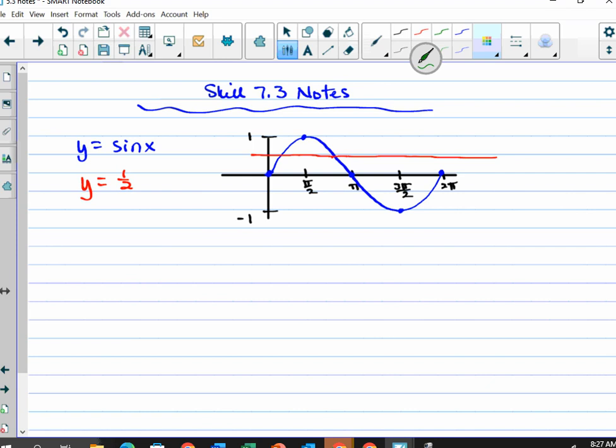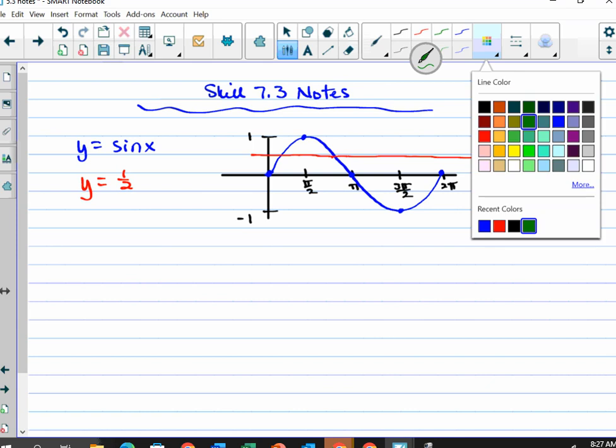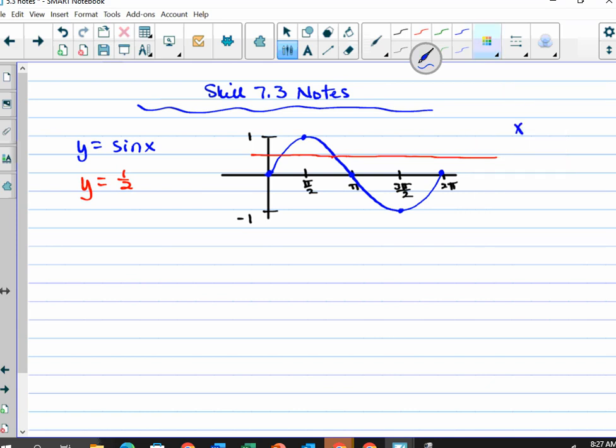So where does sine equal 1/2? Well, what do you think? Is it pi over 4 and 3 pi over 4? No. How about pi over 6 and 5 pi over 6? You were in the right 2 quadrants. That's good. That's a small win.